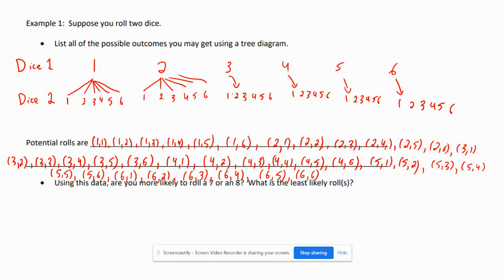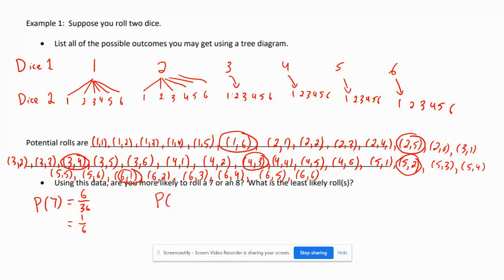Well, if you look at this, what are my possibilities of rolling a 7? I'm talking about a sum of 7 here. If I want a 7, I could have a 1 and a 6, a 2 and a 5, a 3 and a 4, a 4 and a 3, a 5 and a 2, a 6 and a 1. So there are 1, 2, 3, 4, 5, 6. So the probability of a 7 is 6 out of 36, which is the same thing as 1 over 6.